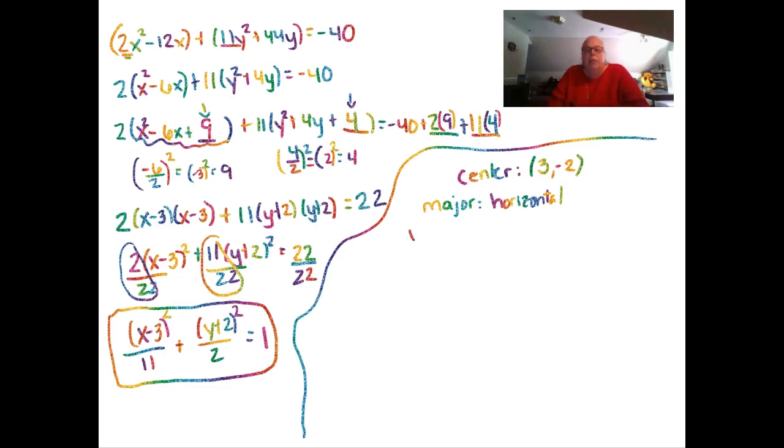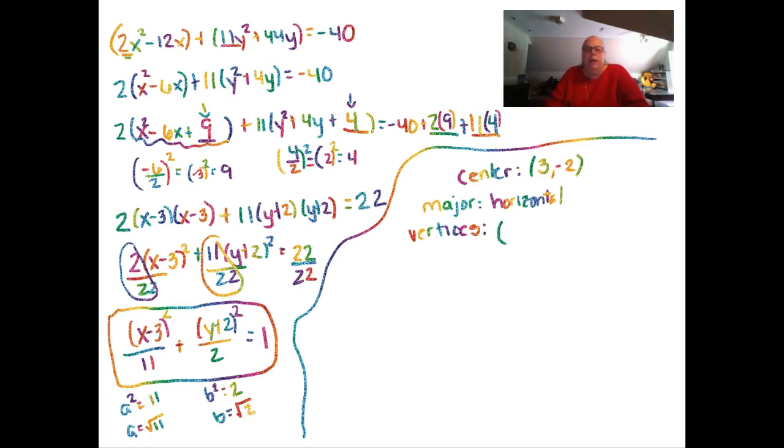The vertices are going to be a little bit strange looking because we're going to have some radicals in there. Let's see. If a squared is equal to 11, a is going to be equal to the square root of 11. And if b squared is equal to 2, then b is going to be equal to the square root of 2.